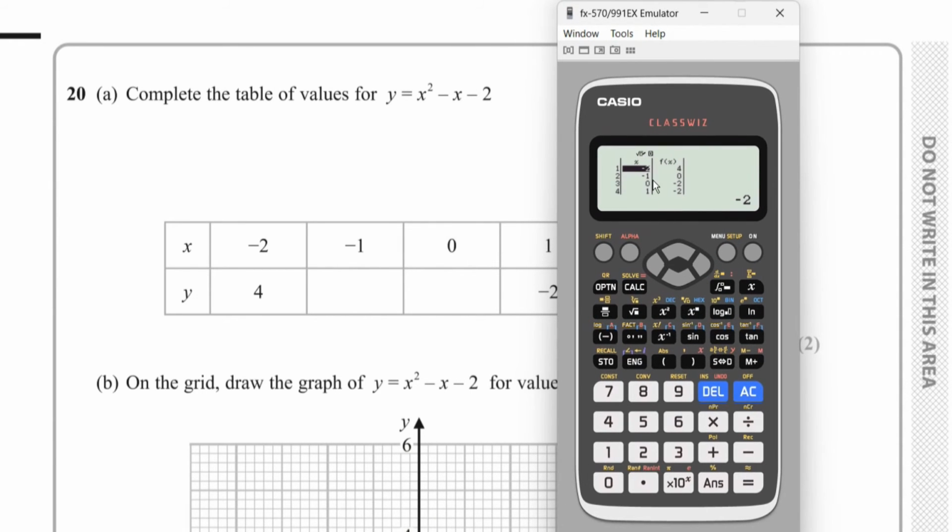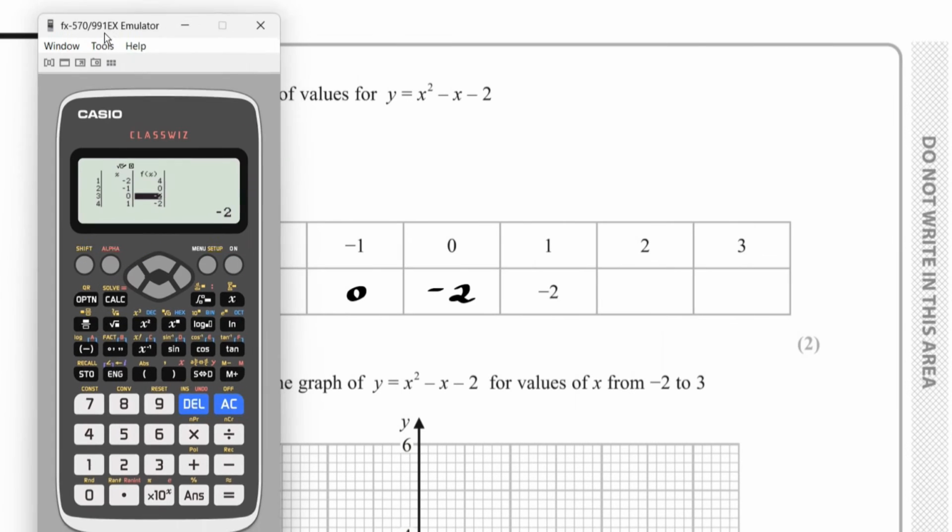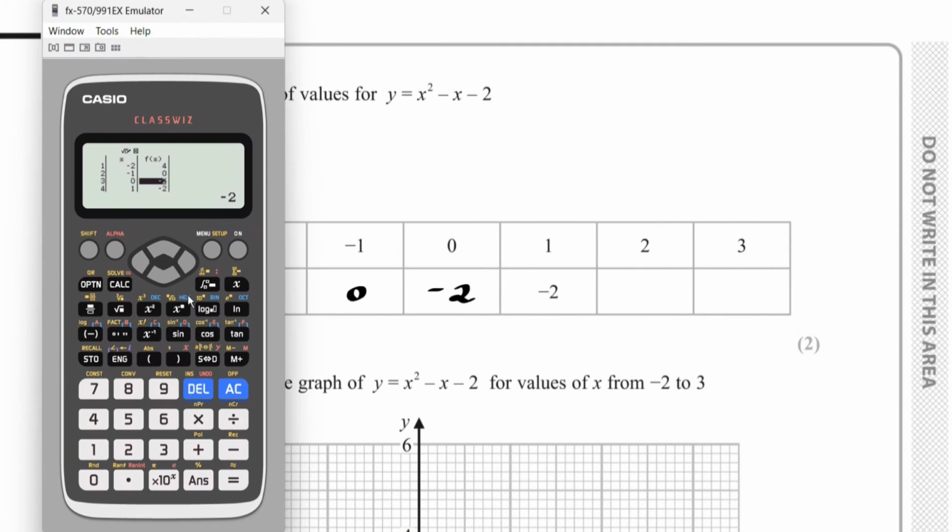When x is -2, y is 4. When x is -1, y is 0. When x is 0, y is -2. When x is 1, y is -2. When x is 2, y is 0. When x is 3, y is 4.